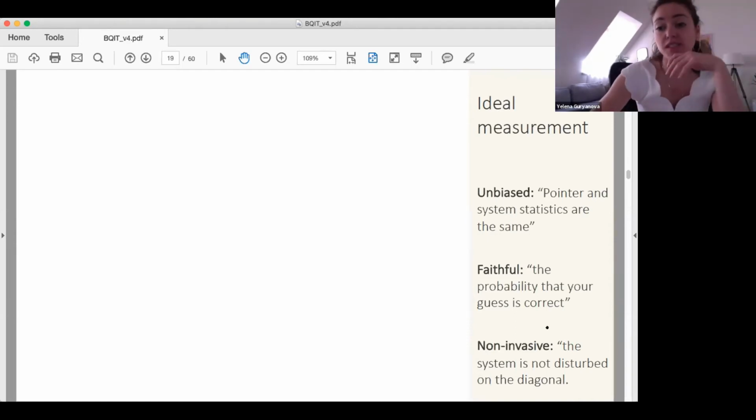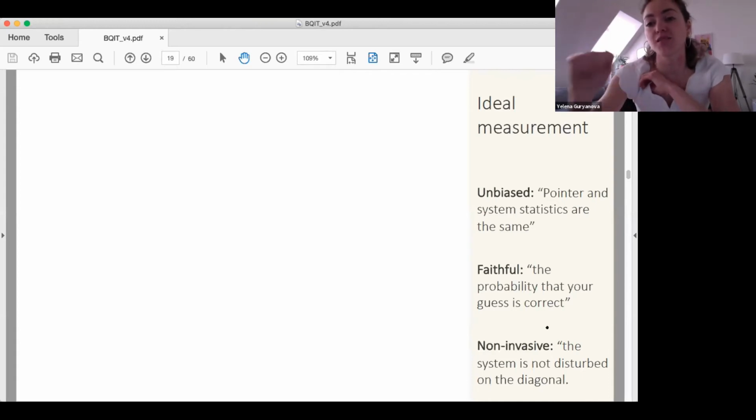Your ideal measurement interaction should be faithful, which means that the probability of your guess being correct is high. You can interpret this as meaning that the pointer never shows you the wrong outcome. When it shows you 1, you know that the system is in 1. When it shows you 0, you know the system is in 0. And the last property is this idea of being non-invasive.